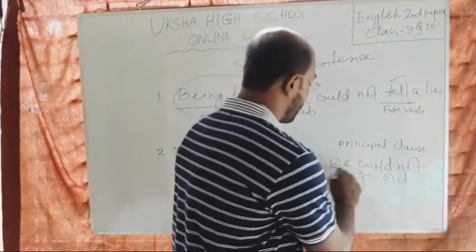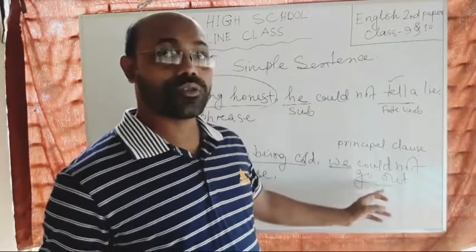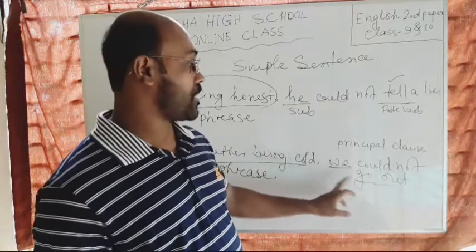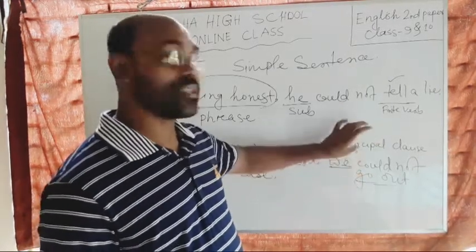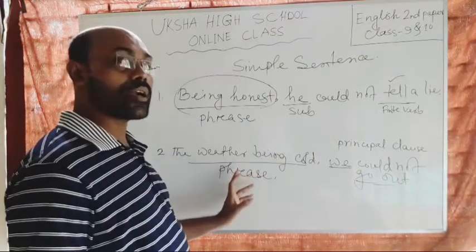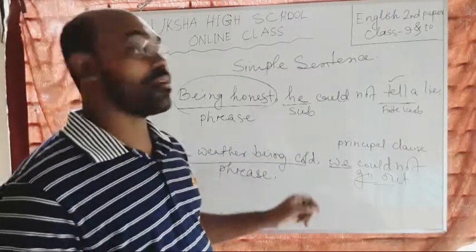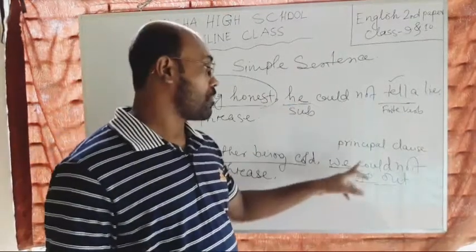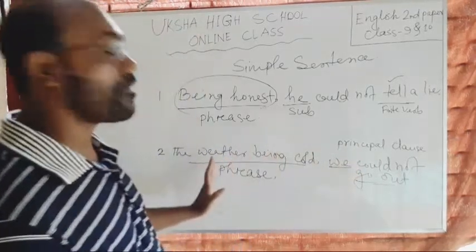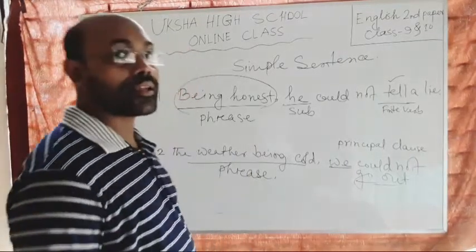Here in the sentence, we is the subject and go out is the finite verb. So in the sentence we find a subject and finite verb. This part is the principal clause or main clause or independent clause, and in the other part we find a phrase. So this is an example of a simple sentence. Dear students, I am giving another example.